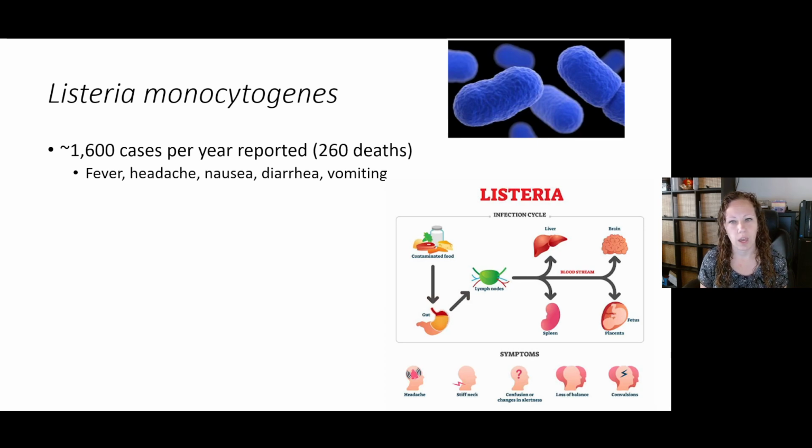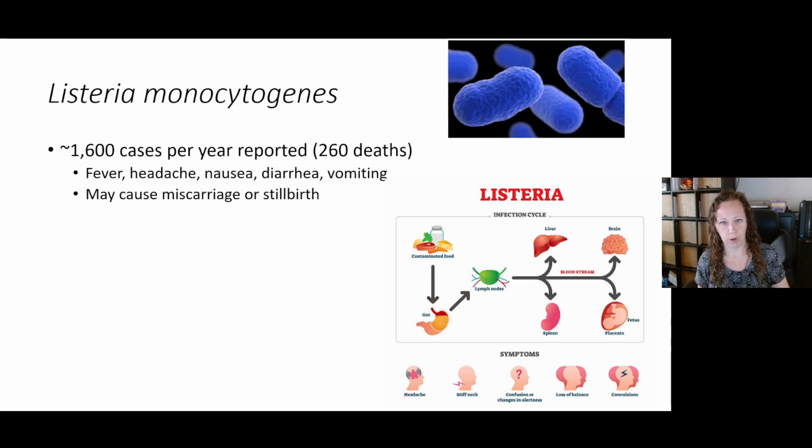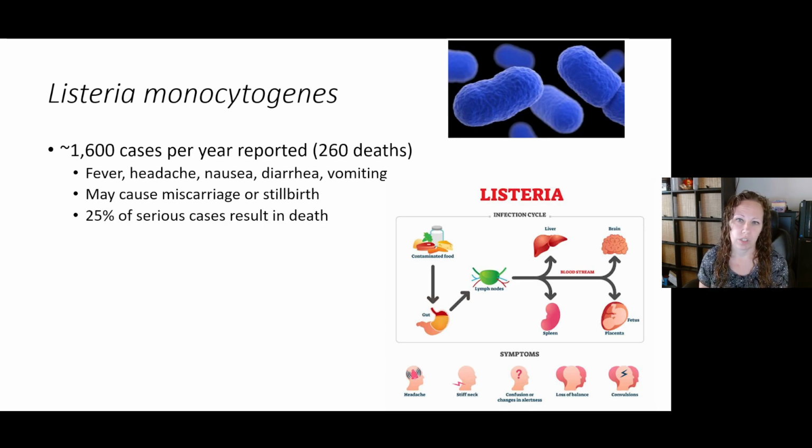So the symptoms of that are fever, headache, and then our general gastroenteritis symptoms: nausea, diarrhea, and vomiting. What really comes into play with Listeria is that it can cause miscarriage or stillbirth. So it's a doozy for pregnant women if they contract it. 25% of the serious cases result in death. And so this is substantially higher than a lot of these other foodborne infections.